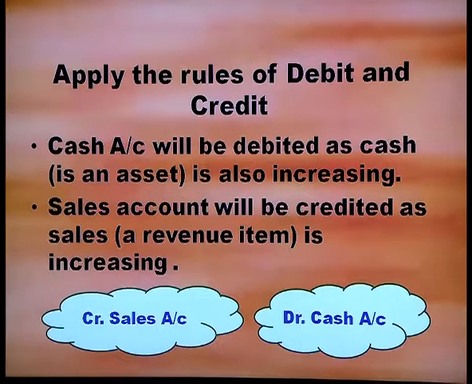Cash account will be debited as cash is an asset and it is increasing. Cash is coming inside the business, it is increasing. Sales account will be credited as sales is increasing, or revenue is increasing. Rule for asset account: when an asset is increasing, it is debited. So, cash account is debited. Rule for revenue account: when revenue is increasing, it is credited. So, sales account is credited.